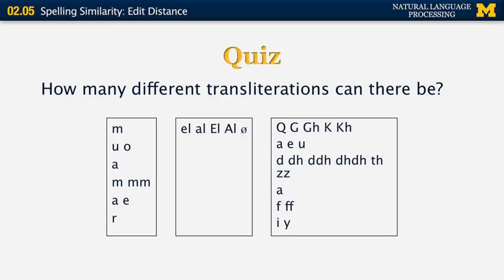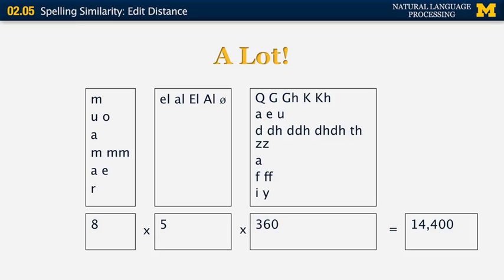So we can have the first name spelled in the following set of ways. M followed by either U or O, followed by A, followed by one or two M's, followed by an A or an E, followed by an R. The middle box shows you the different options for L. That could be either lowercase el, uppercase el, AL, uppercase AL, or blank. And then the third box shows you the spelling of the last name. So that gives us a total of 8 times 5 times 360, a total of 14,400 different combinations. Now, not all of those are used in the media, but I have seen more than 60 different ways of spelling this name.